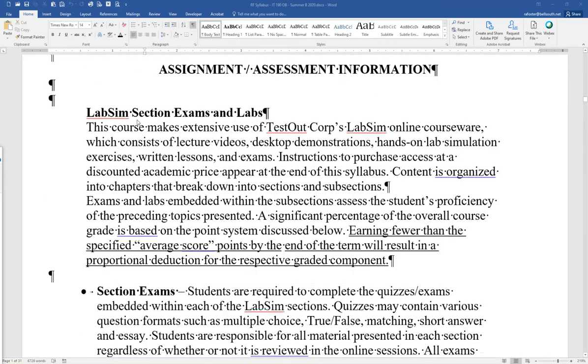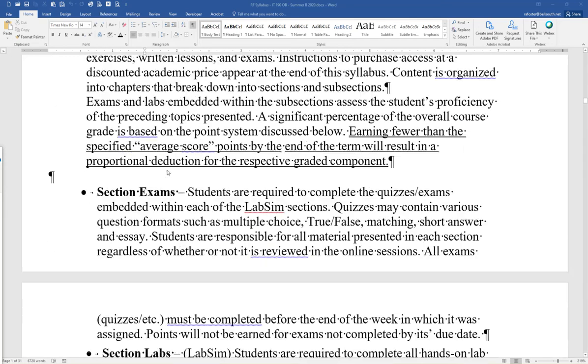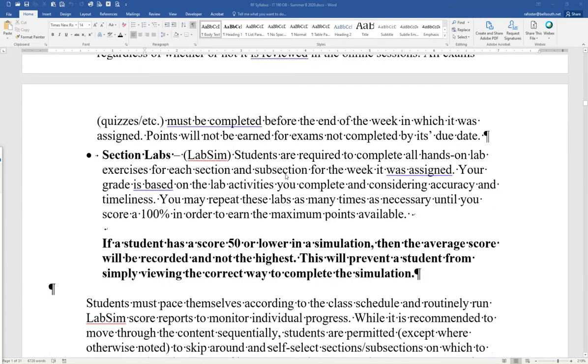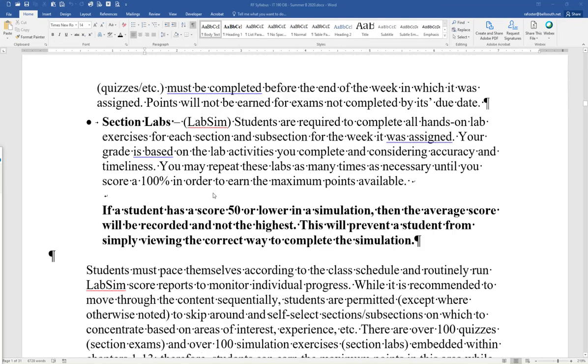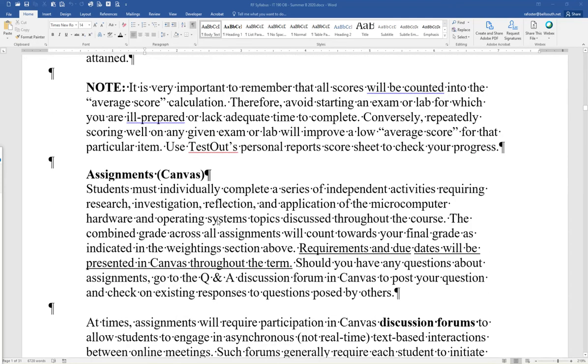Okay, the lab sections here cover exams and labs, so you can read that on your own. Earning fewer than the specified average points will result in loss. You can repeat these. I do have a rule that if a student has a score of 50 or lower in the simulation, then the average score will be recorded and not the highest. Yes, I've been burnt, which is why I do that. So I know none of you will do that.